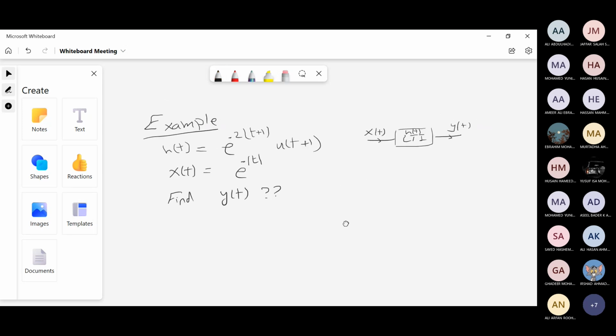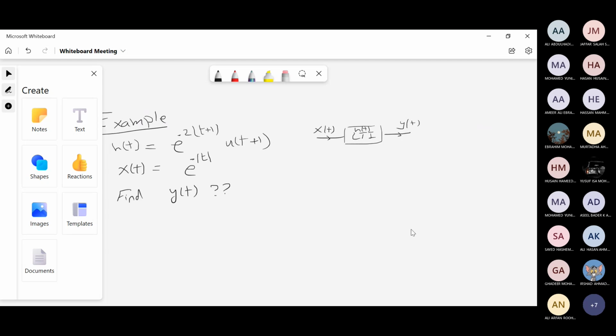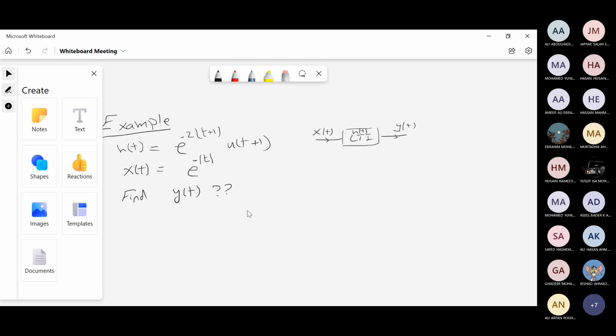Notice what I have now. Could you think about it for just 1 minute? How to plot h of t, how to plot x of t, which one is better to fix, and which one we are going to move. Just one minute, think about it.